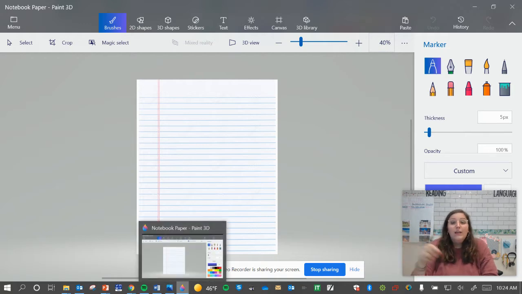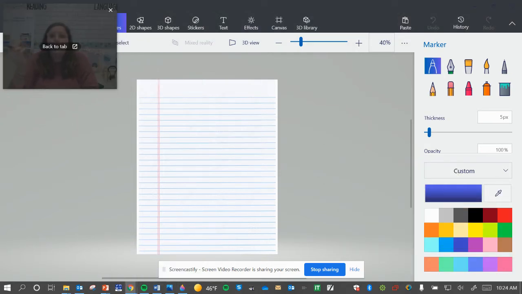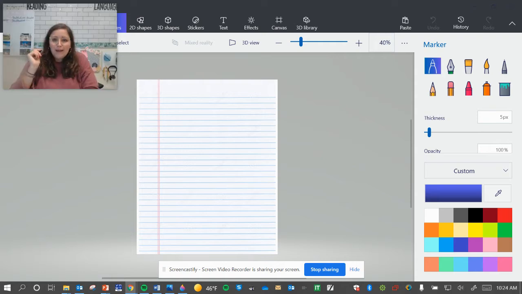That's the goal, for us to be able to do things mentally in our brains and use that to help us do math so much quicker. So that's what we're going to practice today.